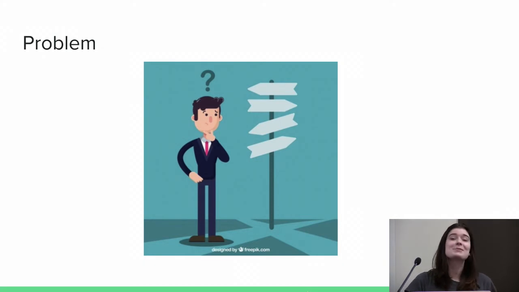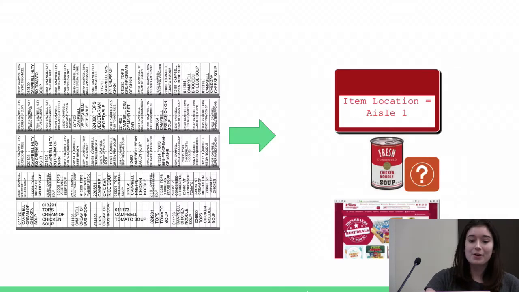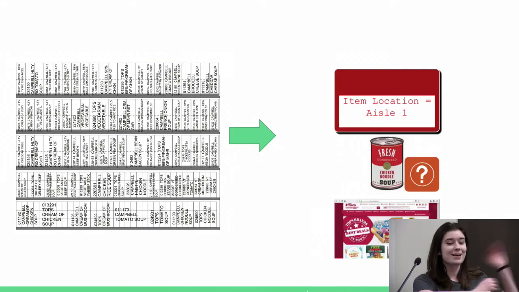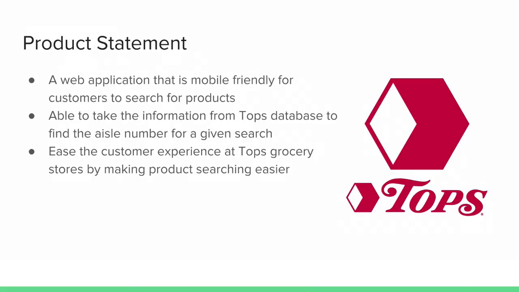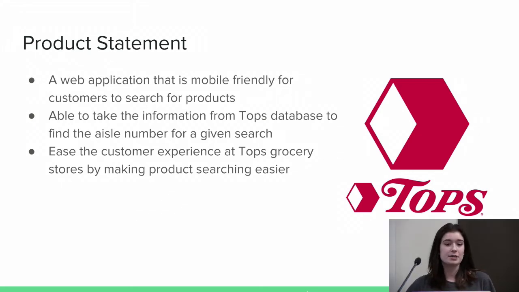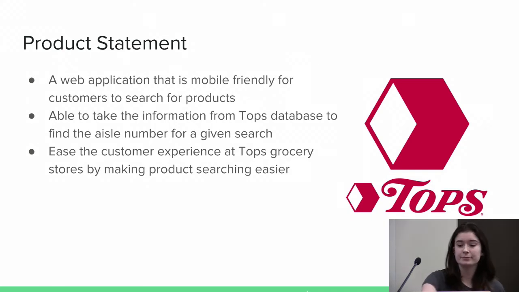Well, TOPS realized this was a huge issue with their customer base, so they wanted us to change their planograms into aisle numbers that are easy for customers to use. So we created a web application that is mobile-friendly for customers to search products and find the aisle numbers. This is really big for TOPS, and we're using their database to simulate how users can find products. This is really important for their new motives of becoming more technology savvy as a company.